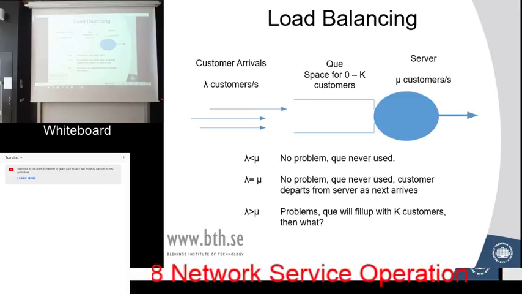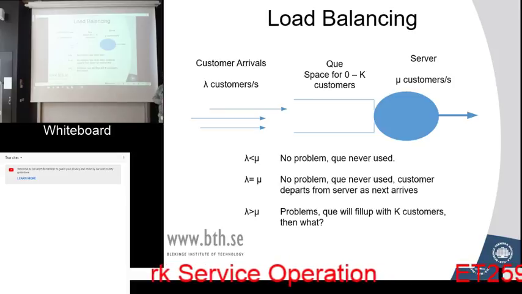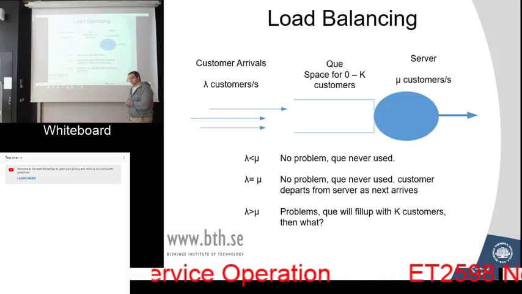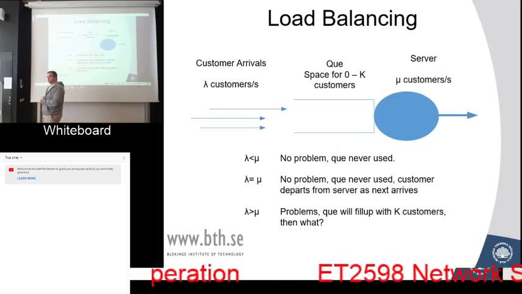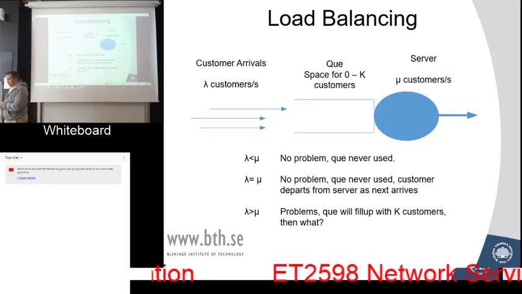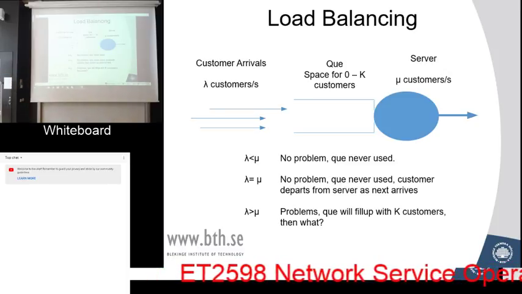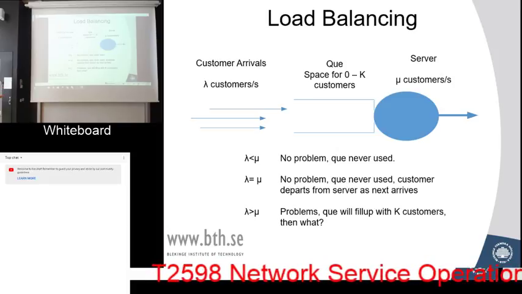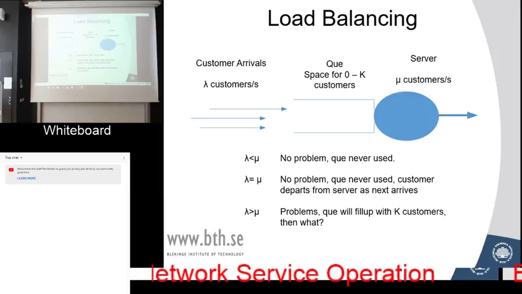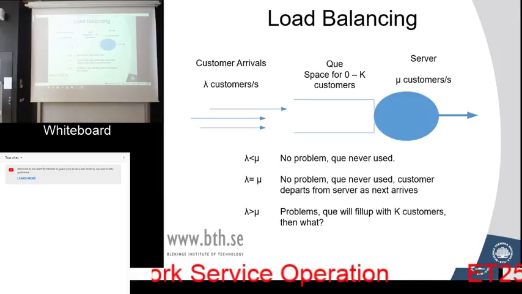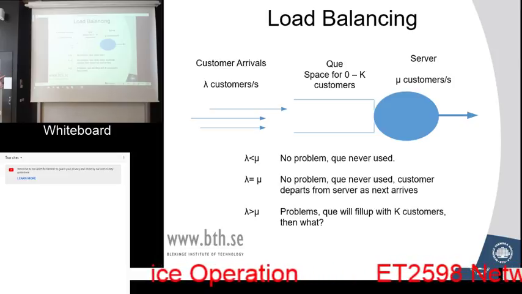But for simplicity, we say that they arrive at lambda customers per second. And we have a server that serves with mu customers per second. Now, this is very high level, so I'm not going into details. I'm just taking what is enough for this class. But queuing is the fundamentals of telecommunications systems.